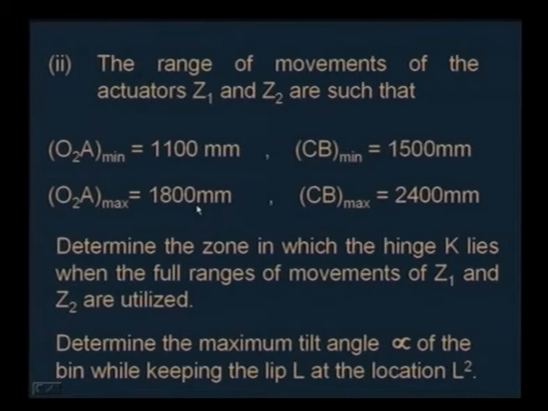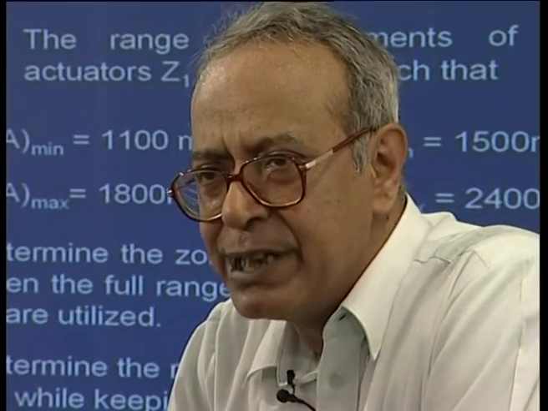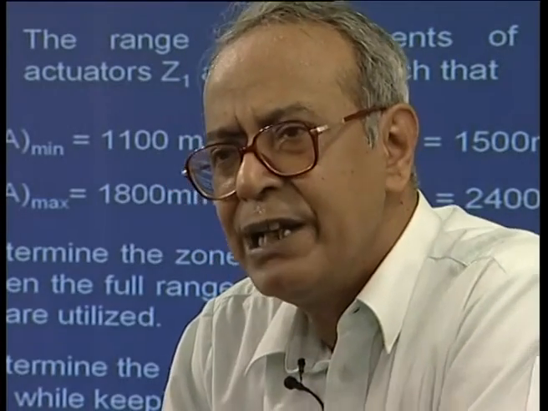The third part of the problem could be, determine the maximum tilt angle alpha of the bin while keeping the lip of the bin L at the location L2. As I said, I will not solve these problems in detail, just leave you with a little bit of hints.